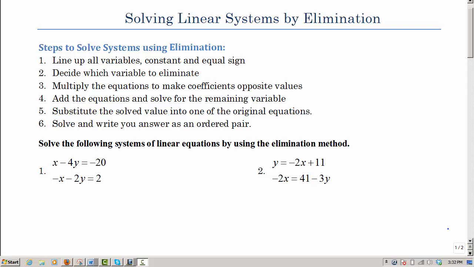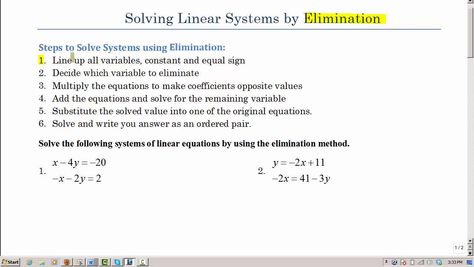In the last lesson, we learned how to solve linear systems by the substitution method. Now we're going to learn how to solve systems by what's called the elimination method. Most students like this one the best, but we have to know all of them: how to graph, substitution, and this method. So what are our steps?